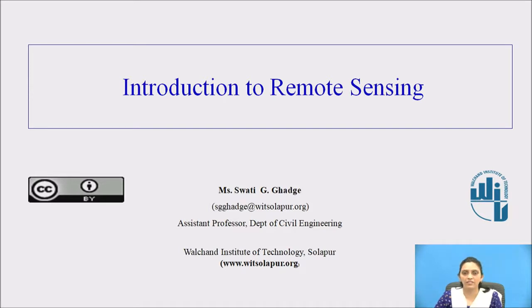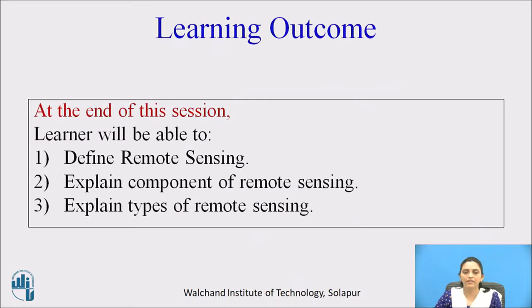Topic for today's session is Introduction to Remote Sensing. Learning outcome of this session: at the end of this session, learner will be able to define remote sensing, explain components of remote sensing and explain types of remote sensing.